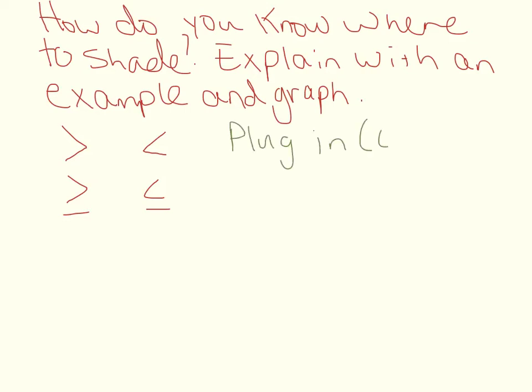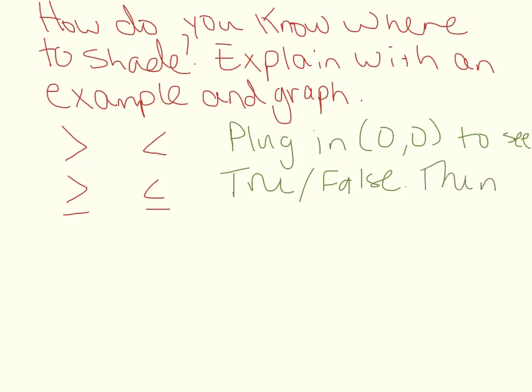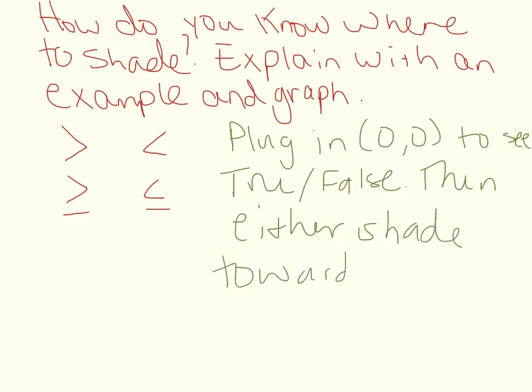Plug in 0, 0 to see true or false. Then either shade towards or away from 0, 0. That's how we figure it out.